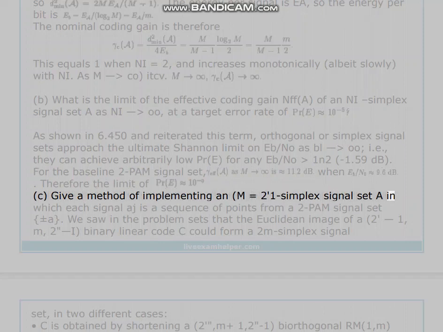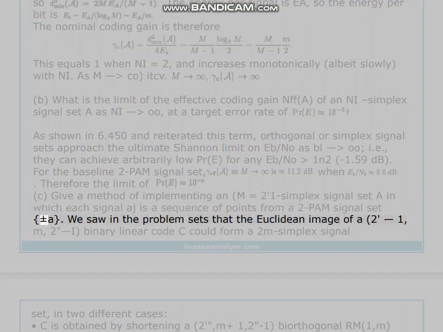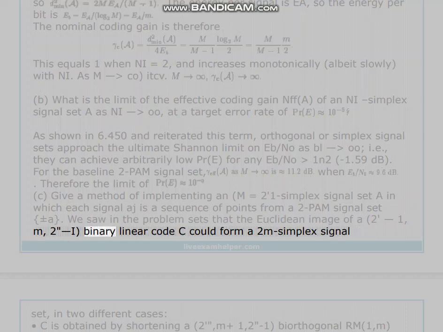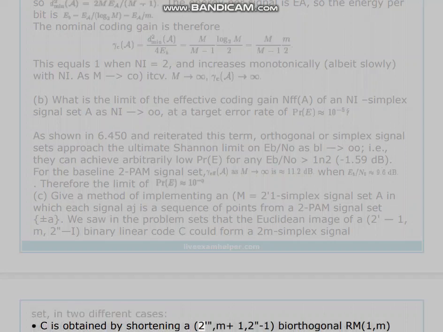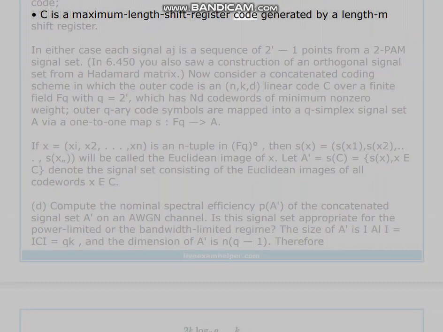C. Give a method of implementing an M = 2^m simplex signal set A in which each signal a_j is a sequence of points from a 2-PAM signal set, ±α. We saw in the problem sets that the Euclidean image of a (2^m - 1, m) binary linear code C could form a 2^m simplex signal set, in two different cases: C is obtained by shortening a (2^m, m+1) first-order Reed-Muller code, or C is a maximum-length shift-register code generated by a length-m shift register.